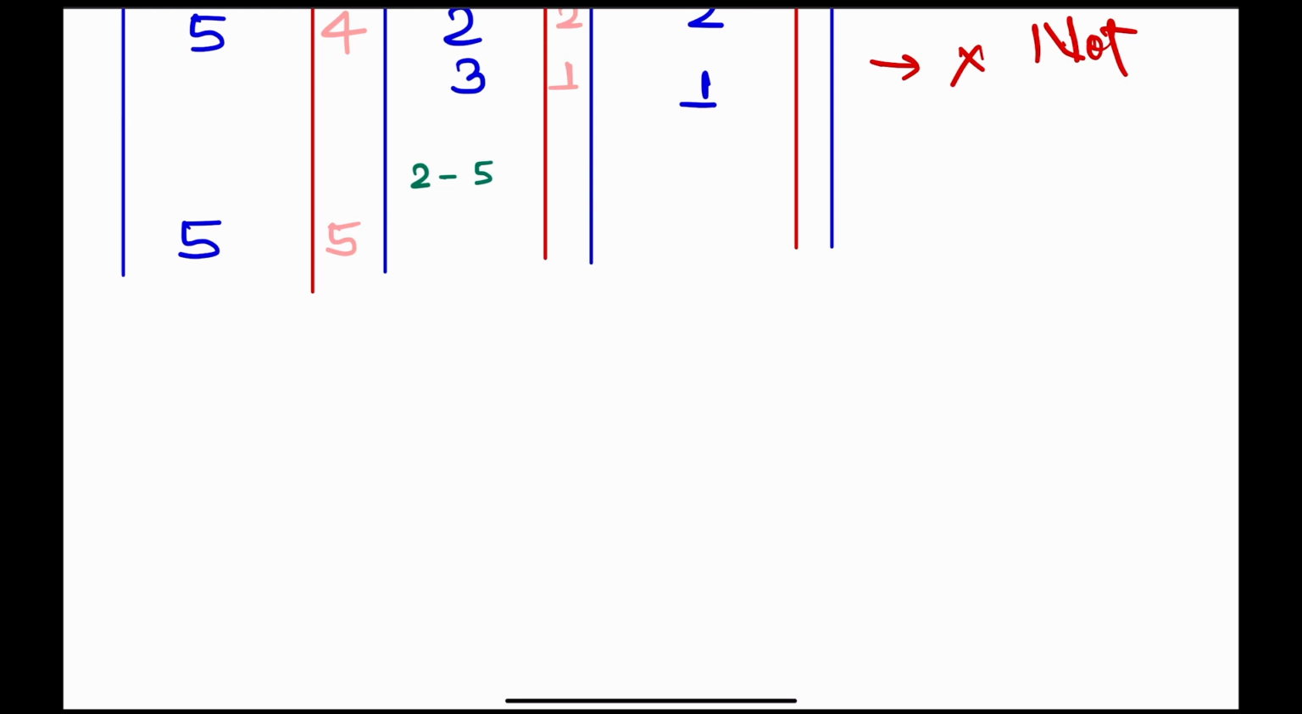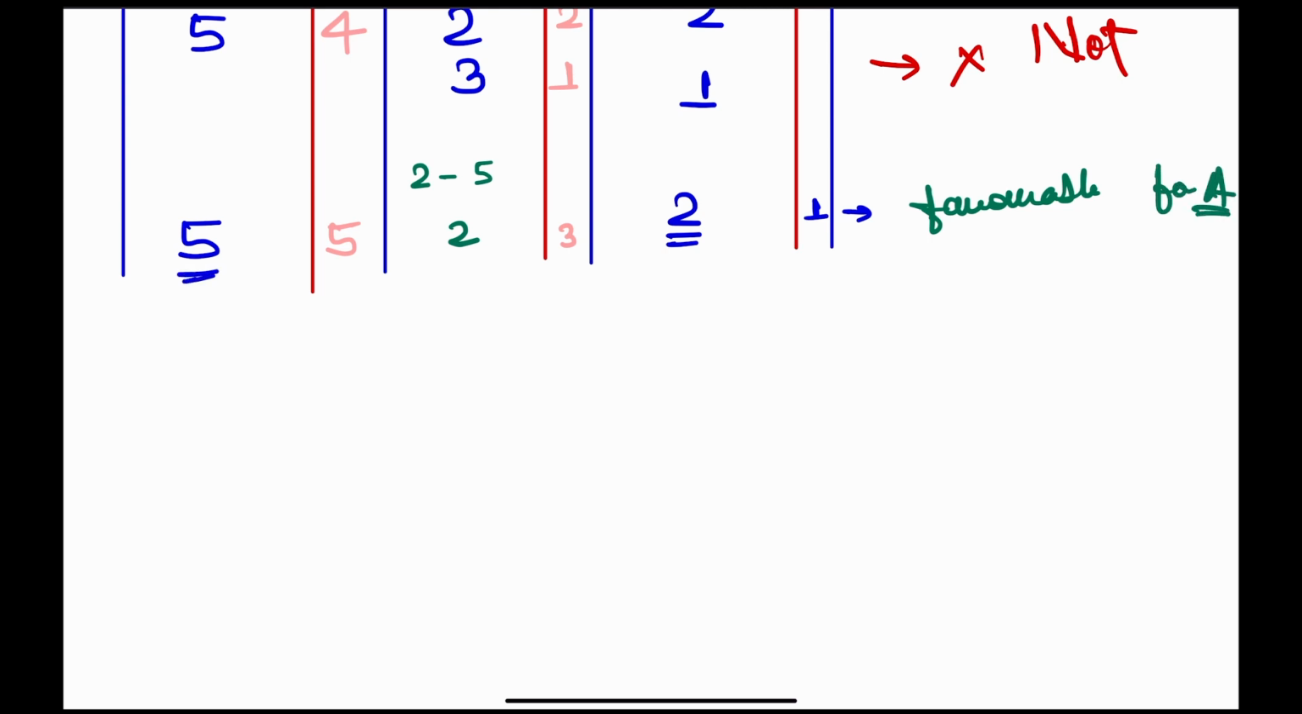B will choose, suppose, 2. So if B chooses 2, 3 is left. Now when 3 is left, A has the power. A will choose 2, and 1 is left. Then B is going to lose, and this is favorable for A.